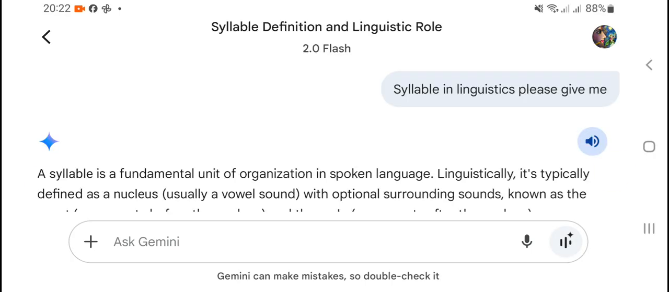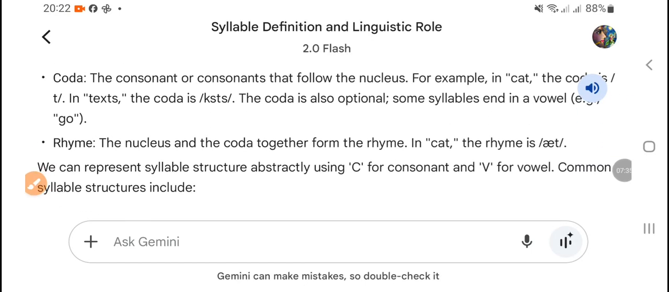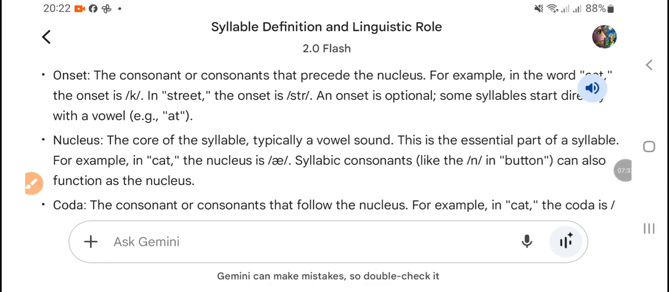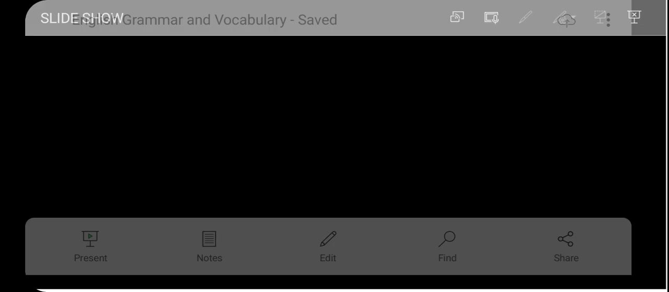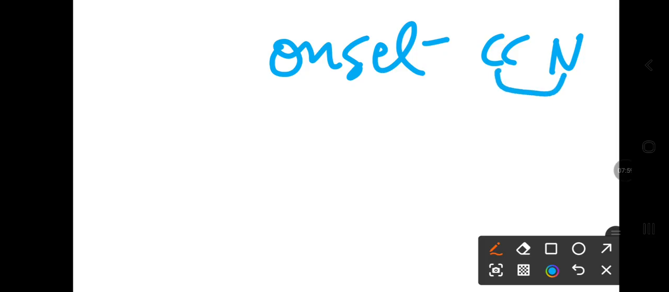They have given the example of cat, street, and at. Okay, cat, street, and at. So that is cat onset. Onset is the consonant before the nucleus, this side, right? So that's a cat.